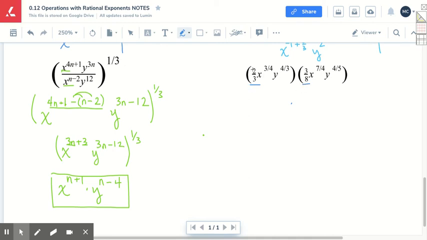So just straight across the top, 2 times 3 is 6. 3 times 8 is 24. And then we'll reduce that in our next step. Then for our x's, we've got x to the 3/4 times x to the 7/4. So our rule says we're supposed to add those powers. So 3/4 plus 7/4. Same for the y's. So we're going to add the powers. So that would be 4/3 plus 4/5.